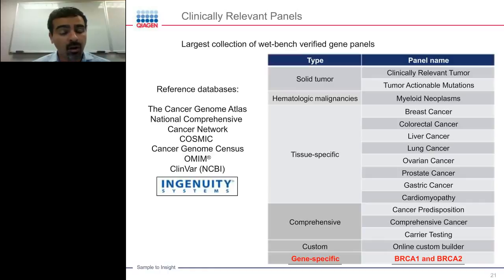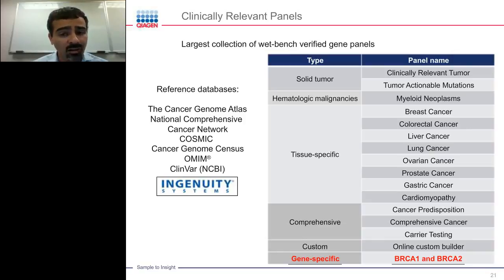You also have the option of building your own custom panel. We have two different ways by which we can construct your custom panel, depending on what types of targets you're interested in targeting. But today's focus is on BRCA1 and BRCA2, and QIAGEN has also developed a BRCA1, BRCA2 targeted panel that specifically enriches for the exonic regions of BRCA1 and BRCA2.